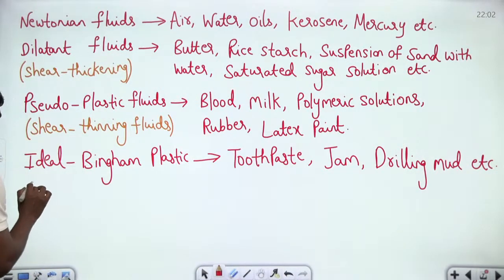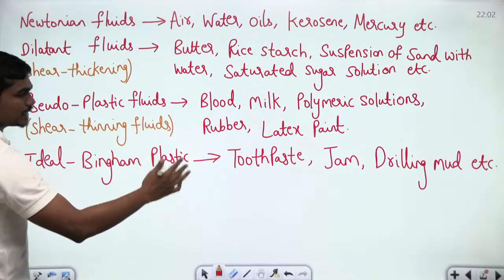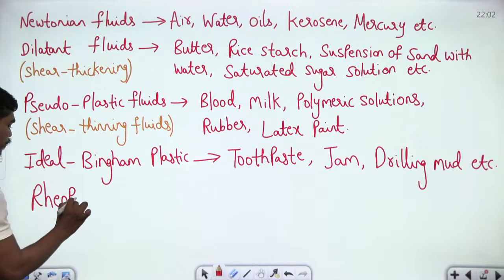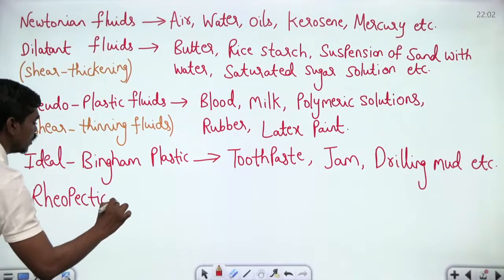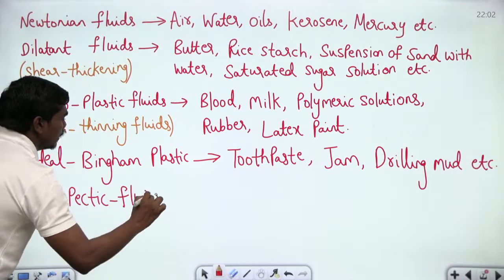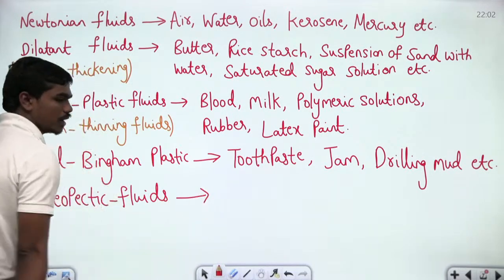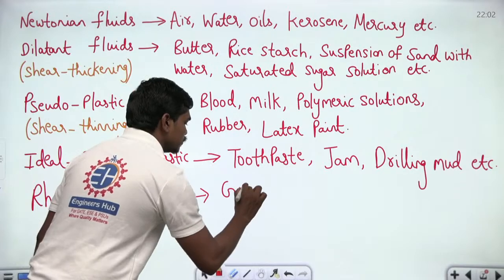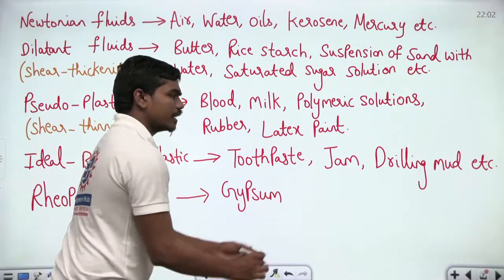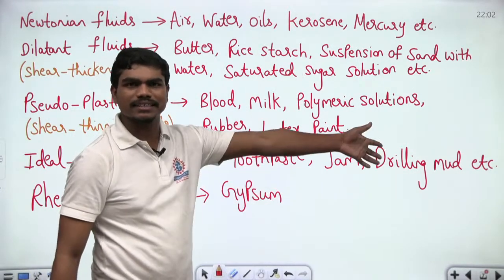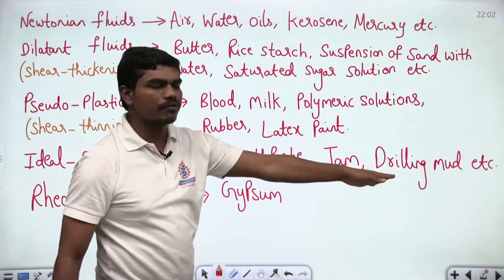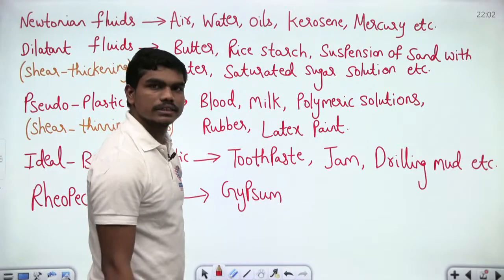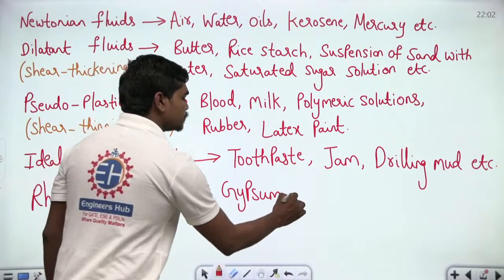Next, if you want to know the examples of eopectic fluids, these are time dependent, correct? In eopectic fluids, one very good example is gypsum in water. Yes, grease and others. Of course, there are many examples. If I keep on writing, it will take some time, so I'm just giving you 3-4 main examples in each case that could help you out in some exams as well.